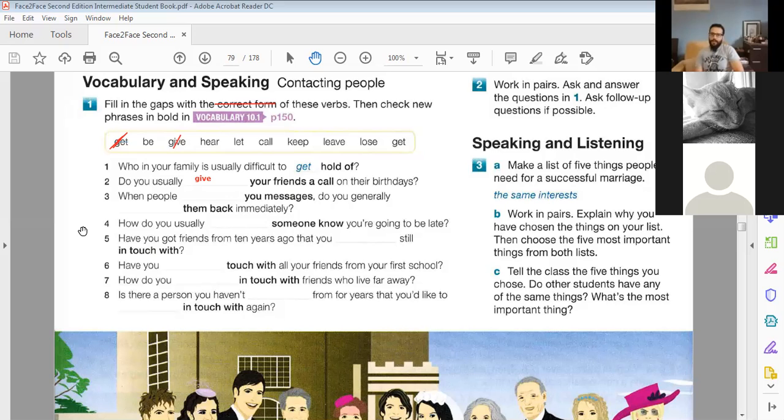What do you think? I think because the first gap, he didn't choose the right word, Brian. I think you need to think a little. Choose another one. Leave you messages. I think that's better, right? Because if your friend is not there, you leave them a message, right? Whether it's on SMS, WhatsApp, Facebook, whatever it is. Do you generally call them back immediately? And I think that's the right answer. I think you're right here.